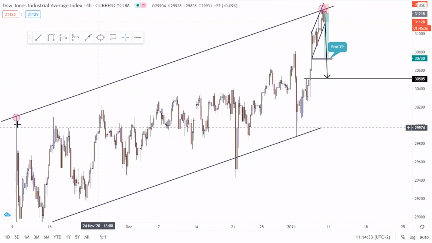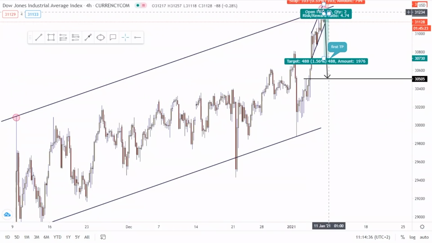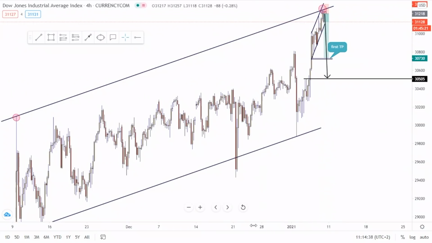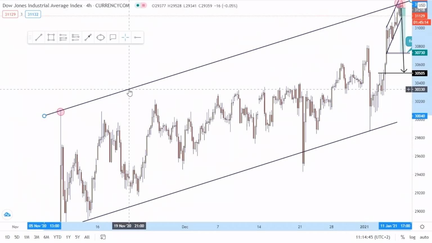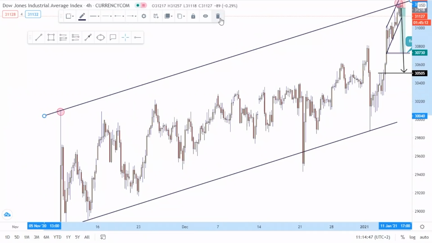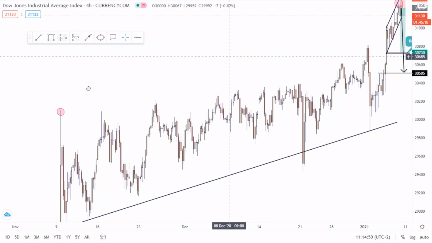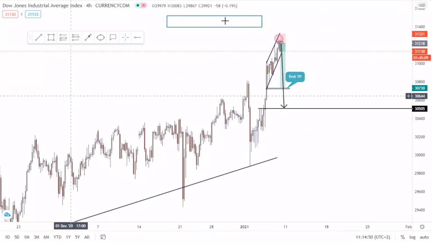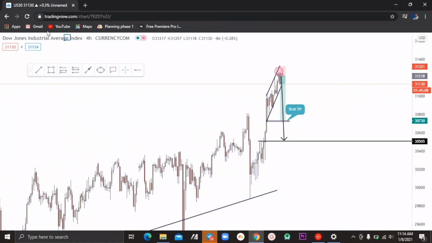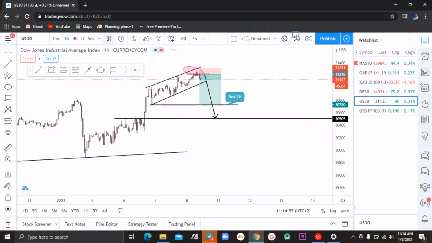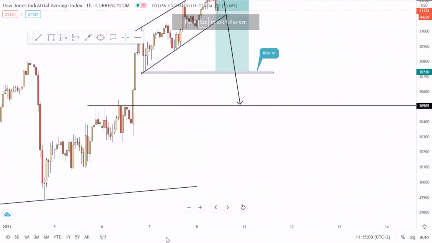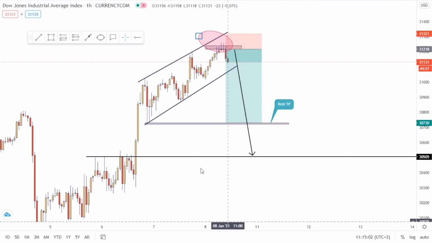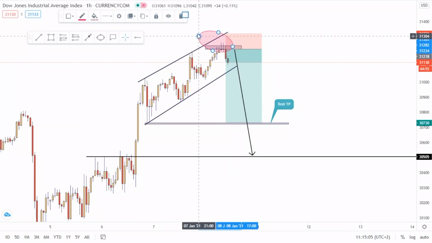So this is our first touch. Second and third touch are on the same place. So I'm actually going to remove this trend line, because on the 1 hour it doesn't look good. So I'm going to go to the 1 hour time frame. On the 1 hour time frame, it's like this. Let me remove this. It looks like this.